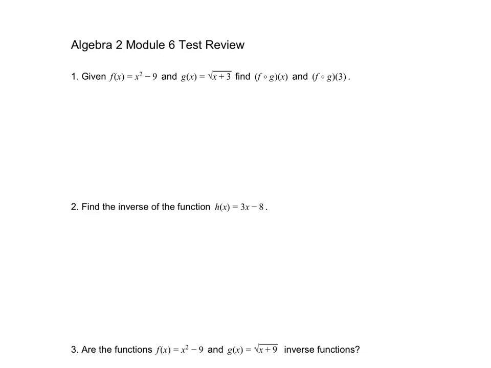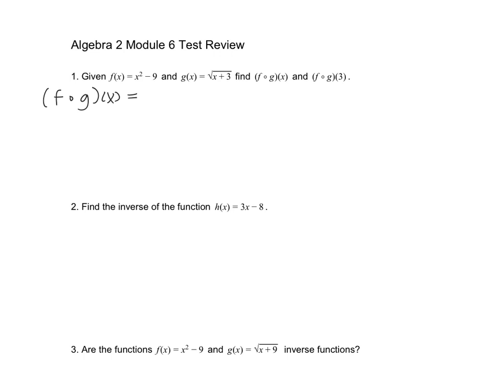I'm going to review the topics from Module 6 in order to prepare you for the Module 6 test. So number 1, we're given f of x equals x squared minus 9 and g of x equals the square root of x plus 3. We want to find f of g of x and f of g of 3. So I'm going to first start with finding f of g of x.